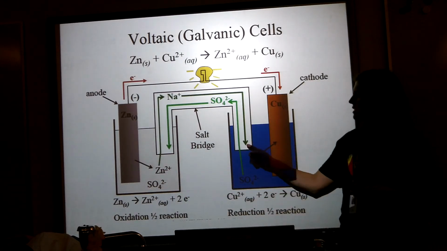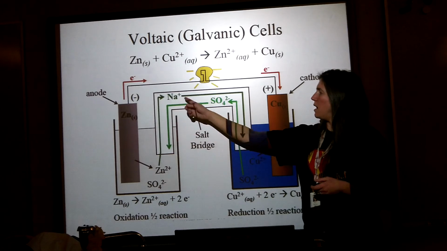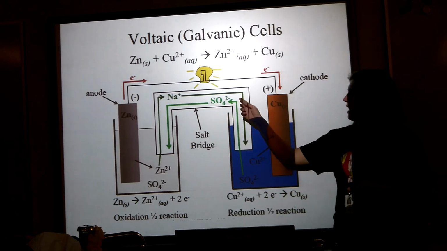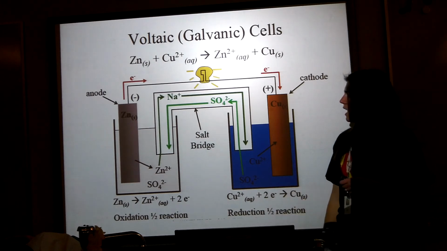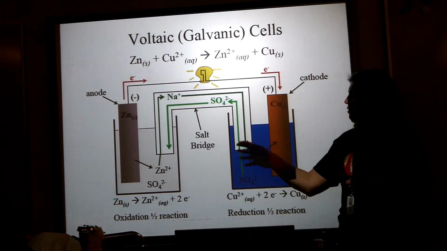And you'll also notice I have this thing called the salt bridge. This has some inert ions, so ions that are not going to interfere with the reaction going on. And this allows your solutions to maintain neutrality.